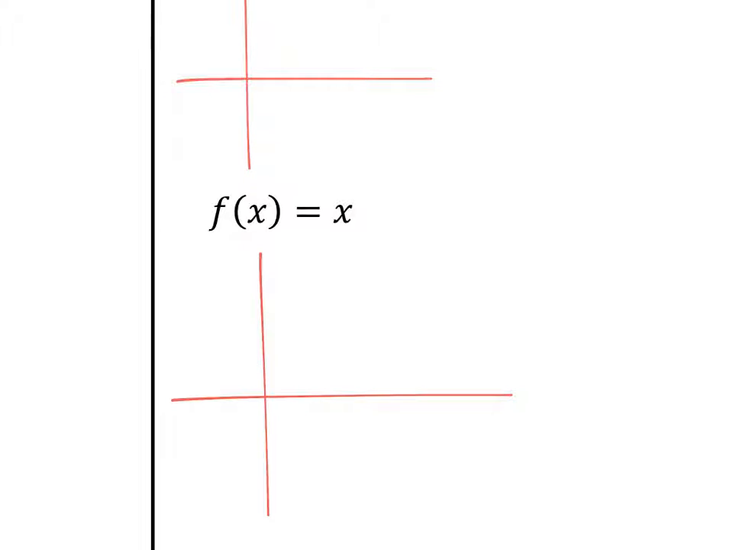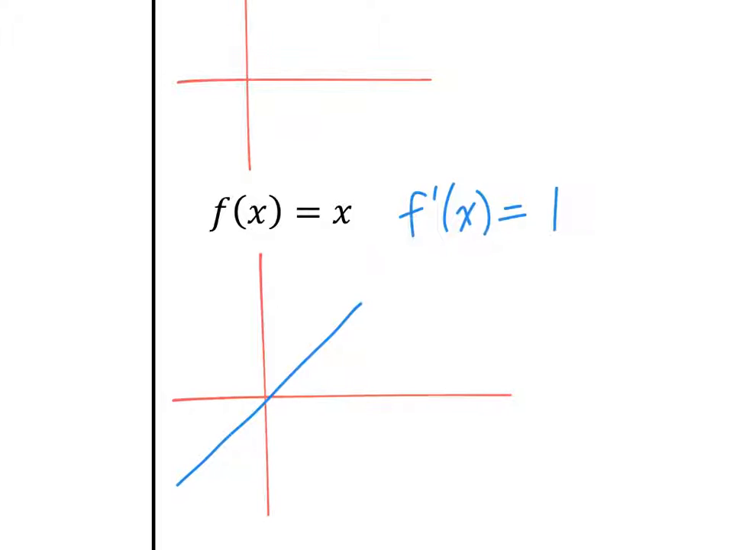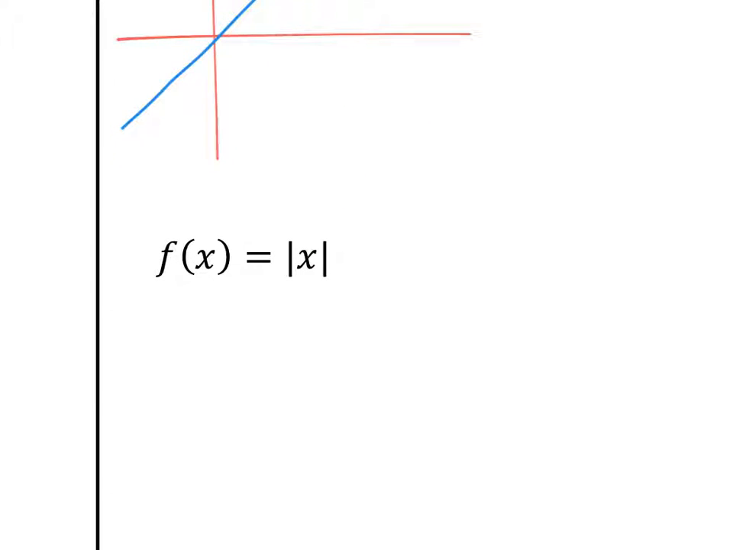F of x equals x. Raise your hand if you can tell me what this looks like. Yes, Ben. It's a diagonal line, this way. Can someone tell me what the derivative is? Peter. 1. Yes, 1. Can someone tell me why it's 1? Okay, George. The slope is 1. Correct. Okay, next one. This one is a little bit tricky.